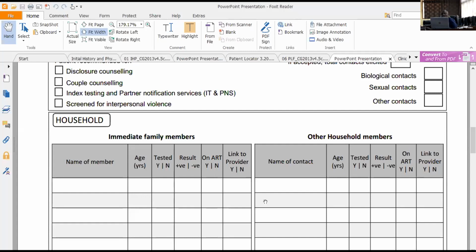Yes, Dr. Ziambo. The family members or household members, the aim is to help us do index testing for those who are not tested, or those who tested positive, to verify if they are on ART or not. So in short, somebody who has tested positive or negative can be put as part of the household members or immediate family members. Thank you for that clarification.